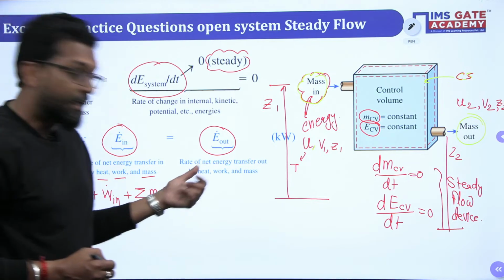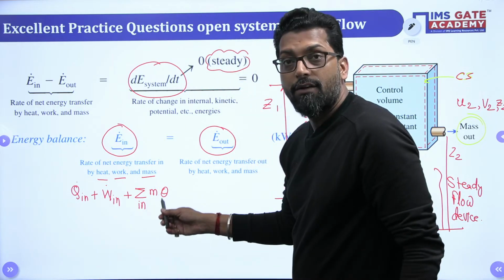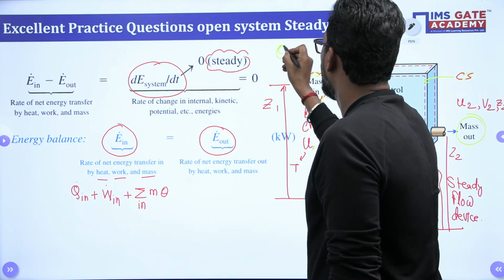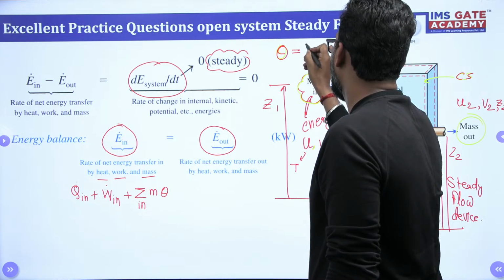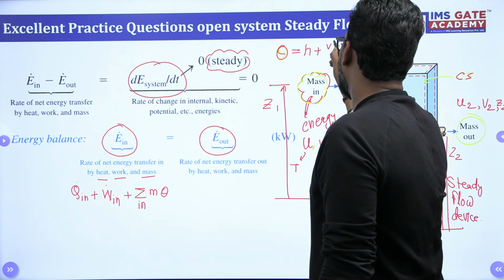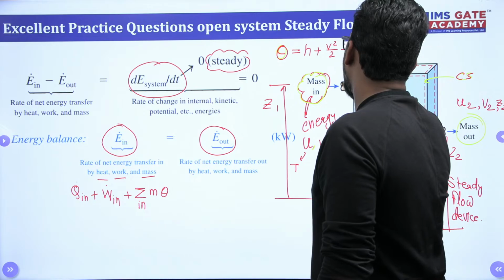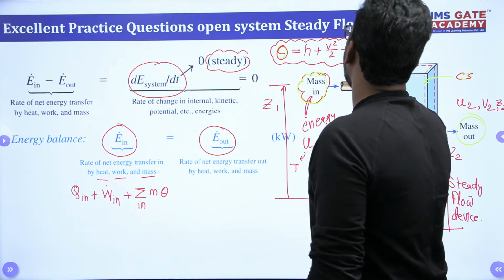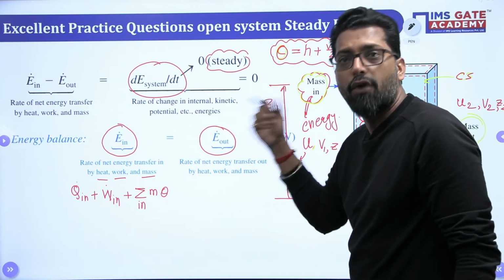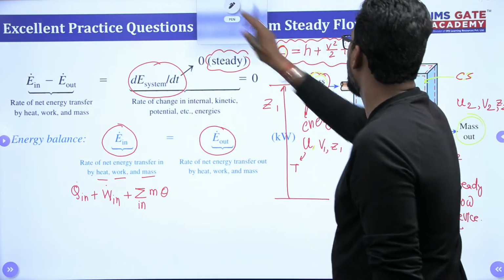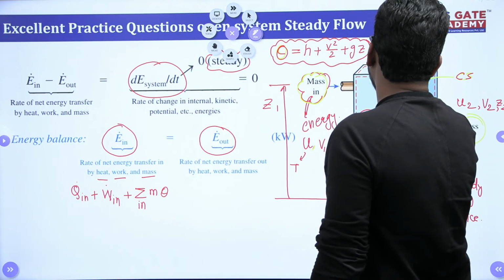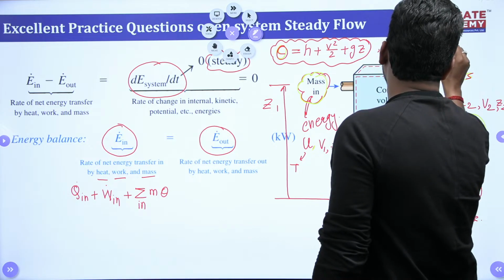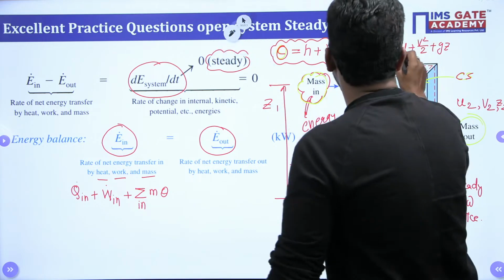Theta is the specific energy during the flowing mass. What is this in the form of? Enthalpy plus kinetic energy per unit mass basis plus potential energy gz. So this is the energy associated with the flowing fluid. What is the energy associated with the non-flowing fluid? Let's suppose a small e is equal to u plus V square by 2 plus gz. This is the energy related to the non-flowing fluid, okay?